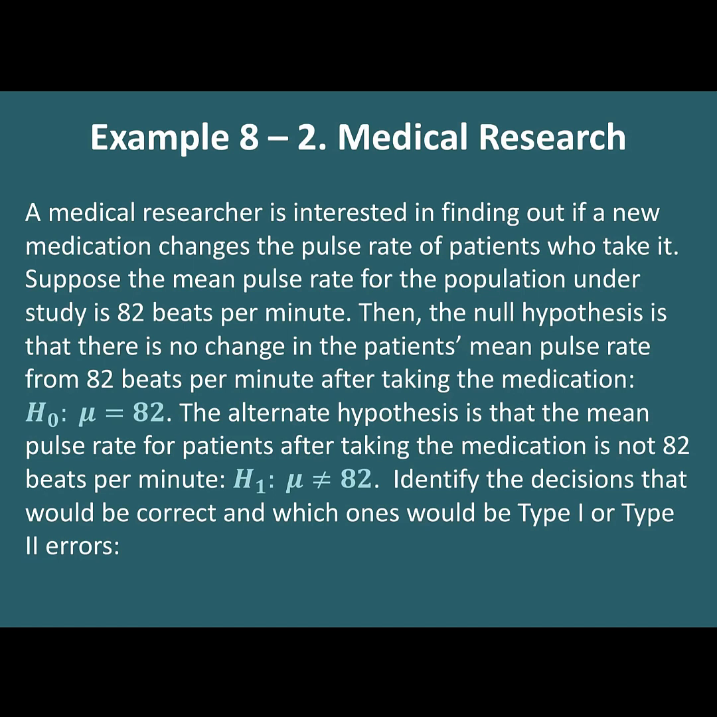Let's go ahead and look at this example and identify the 4 possible decisions that could be made. A medical researcher is interested in finding out if a new medication changes the pulse rate of patients who take it. Suppose the mean pulse rate for the population under the study is 82 beats per minute. Then the null hypothesis is that there is no change in the patient's mean pulse rate from 82 beats per minute after taking the medication. That is to say, H sub 0 is mu equaling 82. The alternative hypothesis is that the mean pulse rate for the patients after taking the medication is not 82 beats per minute. That is to say, H sub 1 gives us mu not equal to 82. Once again, as mentioned earlier, let's identify the decisions that would be correct and which ones would result in a type 1 or type 2 error.